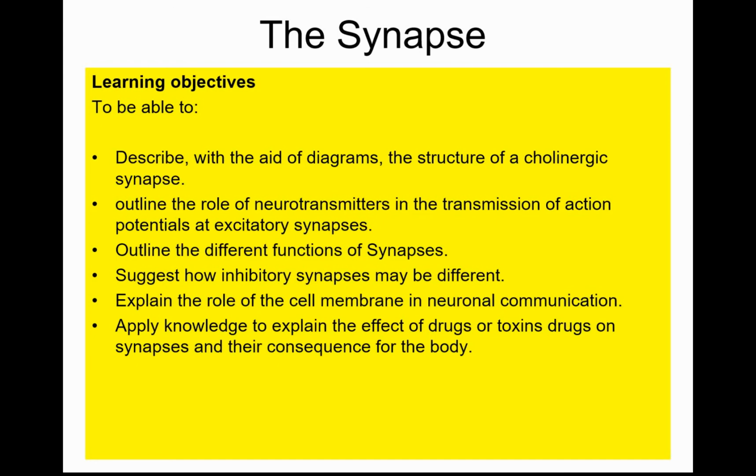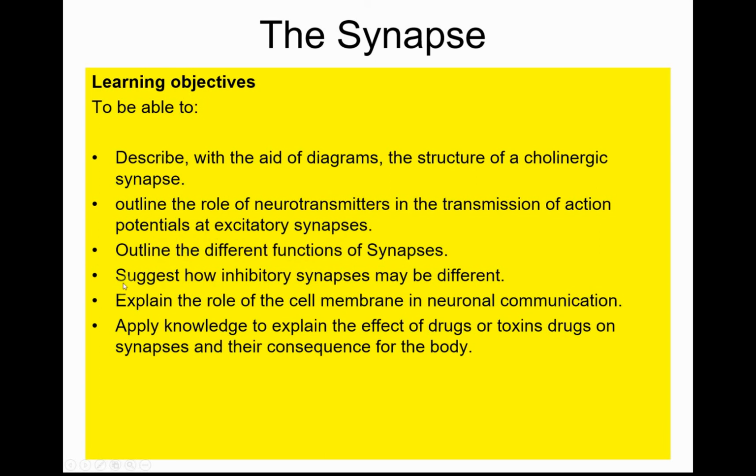So we're going to look at diagrams and the structure of synapse. We're going to be looking at neurotransmitters and how they cause action potentials in the next neuron, which are in what are called excitatory synapses. So the synapses you will have covered at GCSE are this type, but at A-level we sort of make a distinction between these things called excitatory synapses. We're going to be looking at the different functions or roles of the synapses.